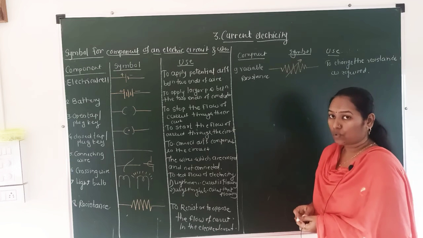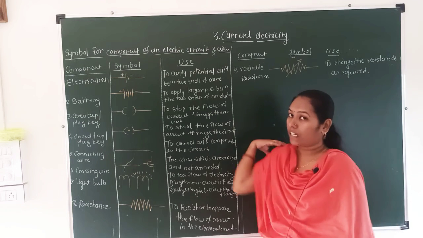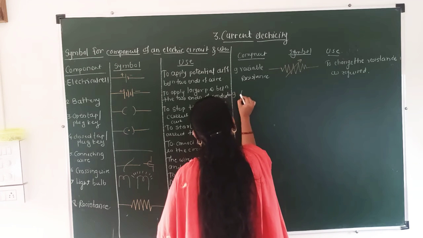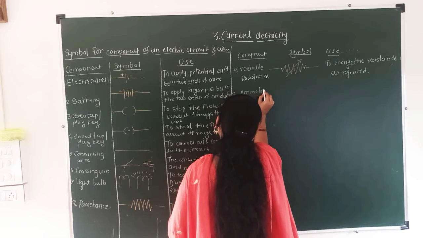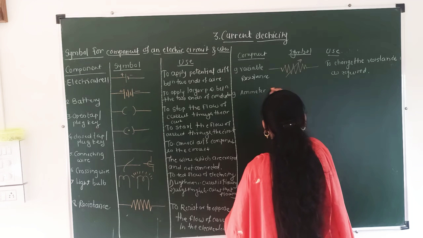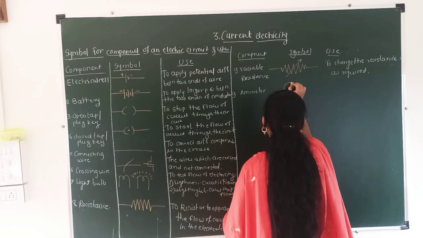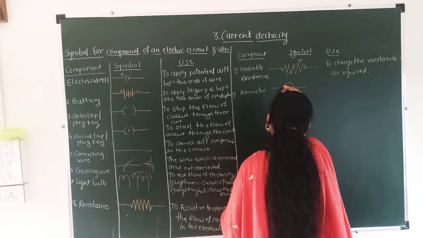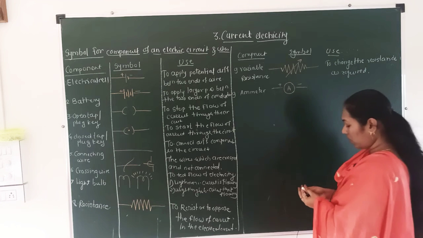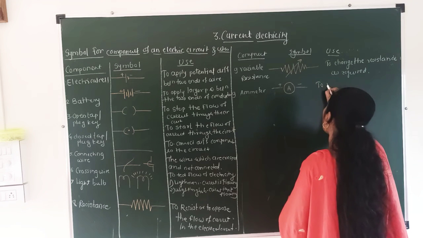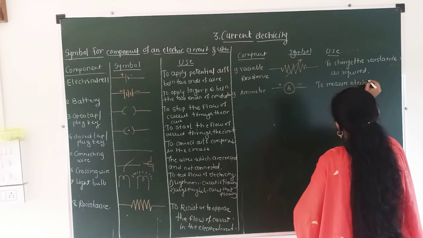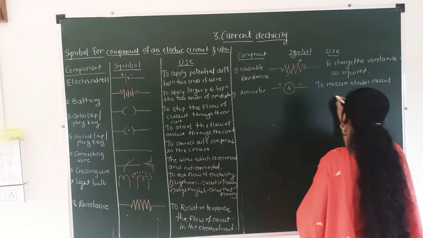The next component which is used in an electric circuit, and a very important one, is the ammeter. What is the use of ammeter? Ammeter is used to measure the electric current in the circuit. What is the symbol for ammeter? The ammeter is shown with the help of this symbol. And what is the use of ammeter? To measure electric current in a circuit.